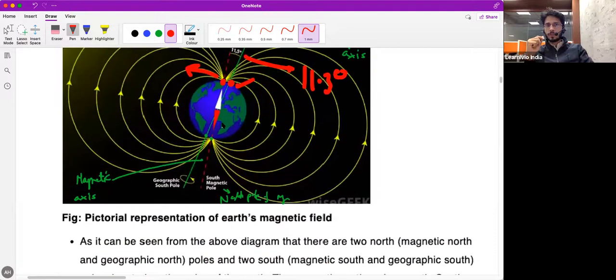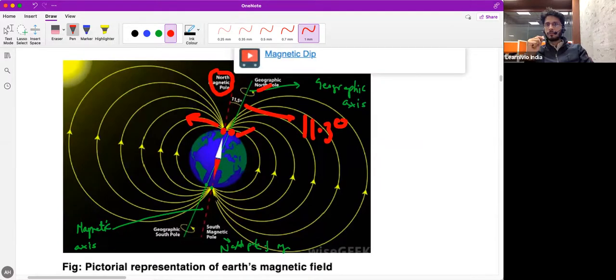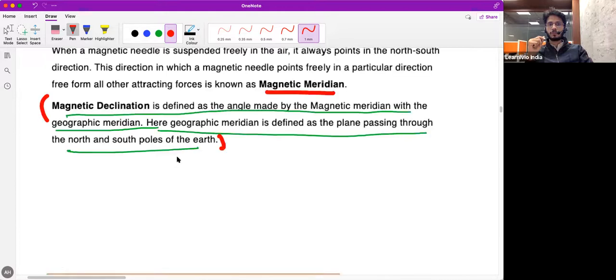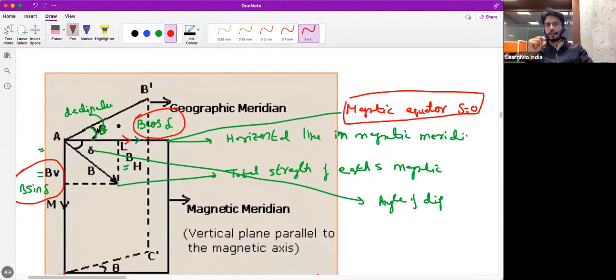And the plane which is passing through this magnetic north and magnetic south is the magnetic meridian. So there is some angle difference between them. This is the geographic meridian, this is the magnetic meridian. And the angle between them is what we call declination. This is magnetic declination. That's the first component.